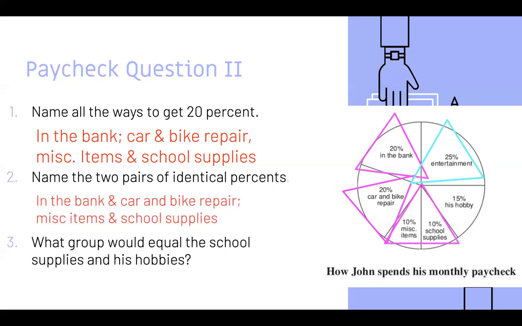And we have named the two pairs of identical percentages, which is in the bank and car and bike repairs. And what group would be equal to supplies and his hobbies, which would be that entertainment, which is already in the blue.